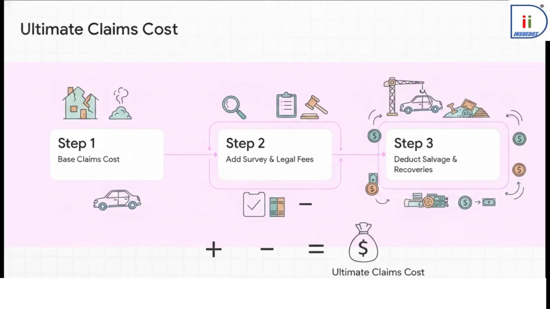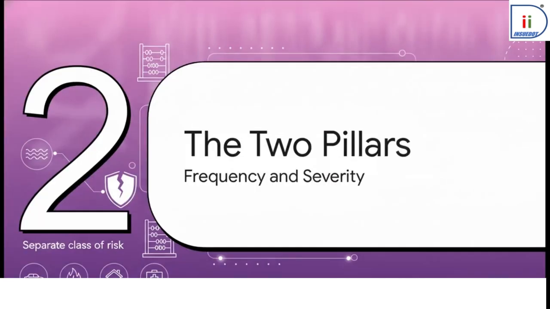Then step 3, and this is where they catch a break. The insurer gets to deduct any money they manage to claw back. So they'll subtract the value of any salvage or money recovered from other parties under subrogation rights, or even recoveries from their own reinsurers. So you do that math, base cost plus fees minus recoveries. And boom, you arrive at the ultimate claims cost.